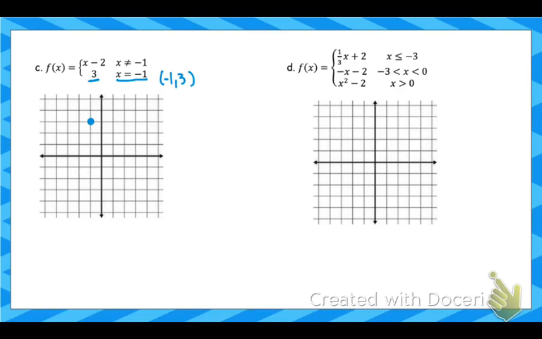So if I plugged in -1, well, -1 minus 2 is -3. So what that means is that (-1, -3) is an open circle. Because if this graph didn't have this little not equal to, that's the point this line would go through. And then everything else, I'm just going to graph the line x minus 2.